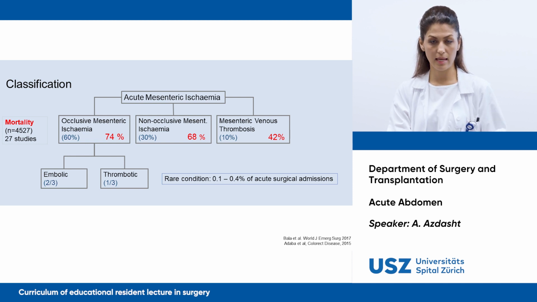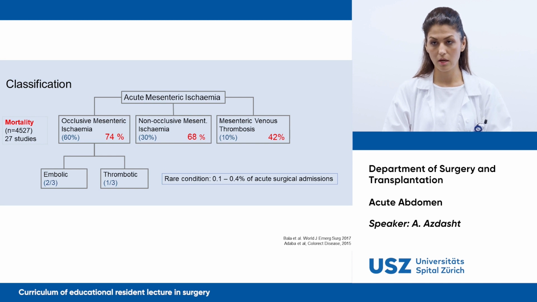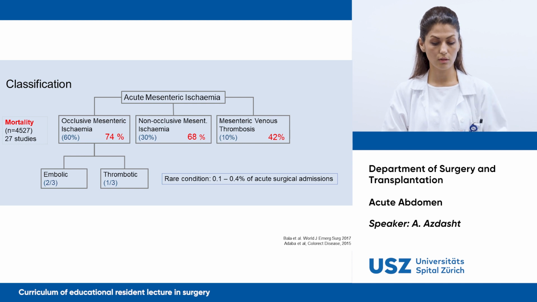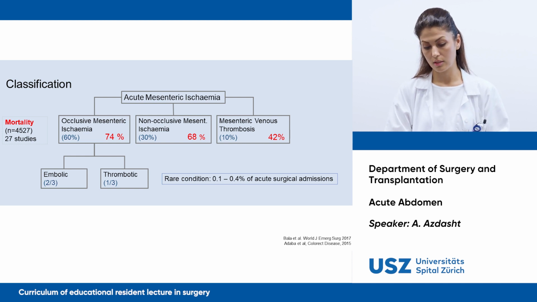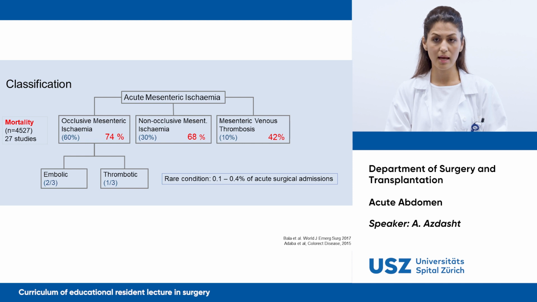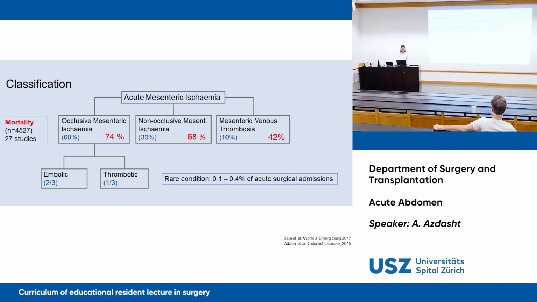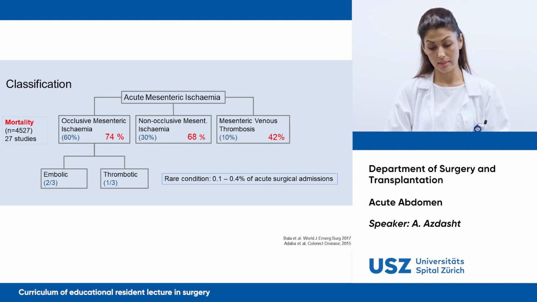Generally speaking, the AMI is a rare condition for acute surgical admissions, but in a tertiary center with a cardiac department, cardiac surgery department like us, the incidence of the NOMIs, the non-occlusive mesenteric ischemias, is of course way higher because we have more patients suffering from heart failure and also leading to a much higher incidence in total. And why I present you this topic is because it has a really high mortality. You see here almost 75% of the occlusive mesenteric ischemias patients will die.